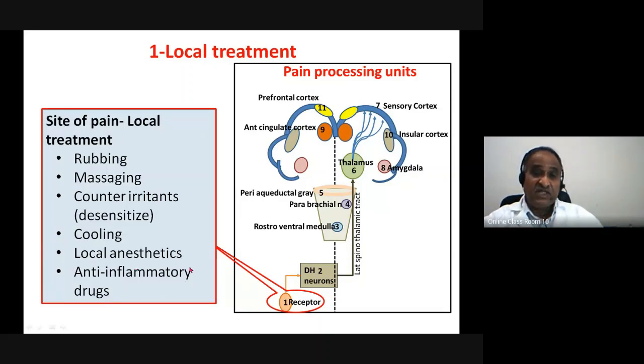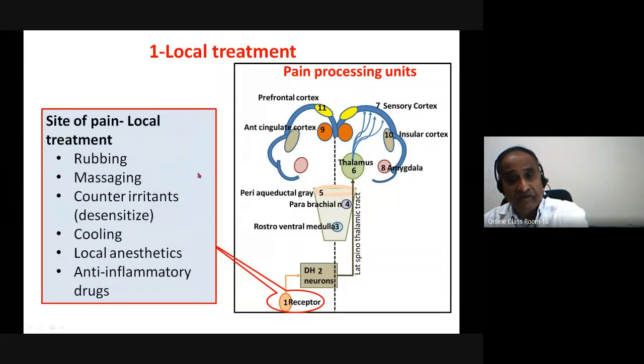So that means these anti-inflammatory drugs would help at the local level. Then of course they have actions at other sites also. I'm not disputing that component.